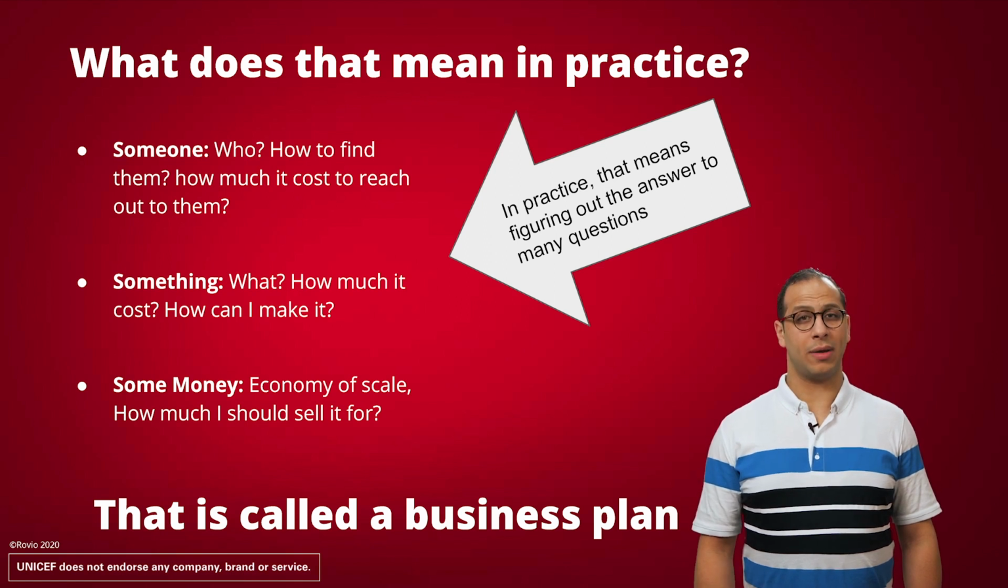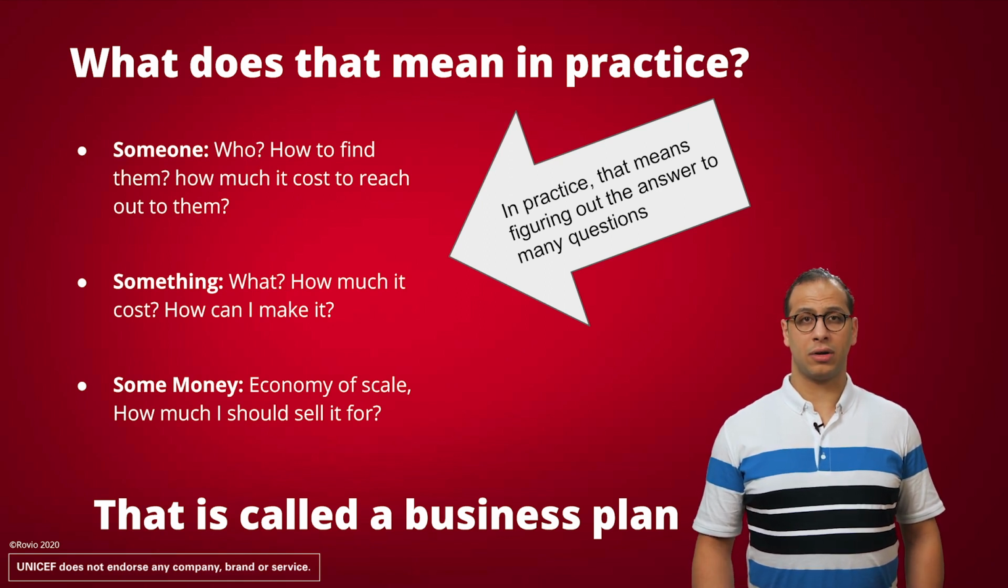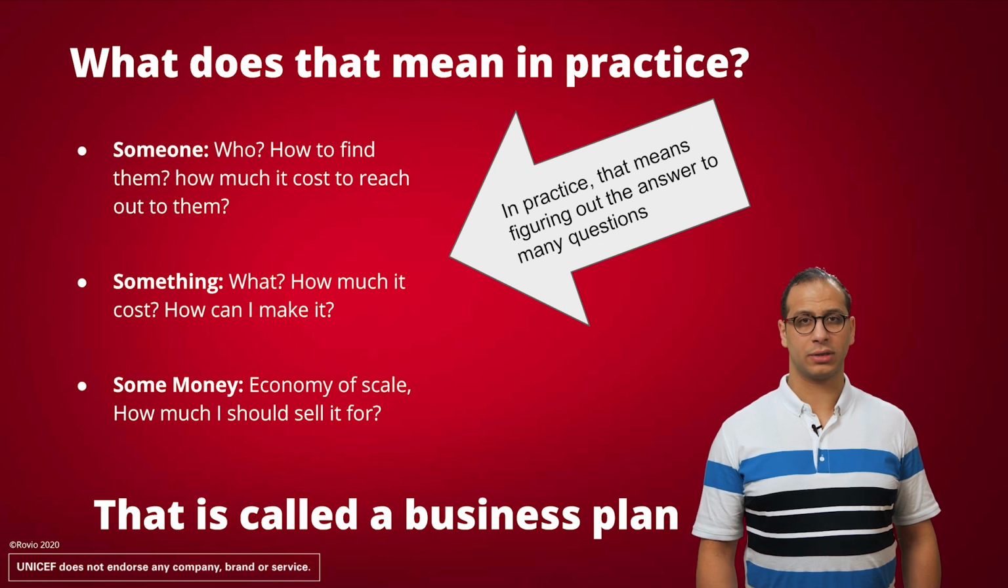What are we selling to them, and how much does it cost us to make it? And finally, how many products should I sell to them? And how many can I actually produce? What are my costs, and how do the costs change when I sell more of my products?